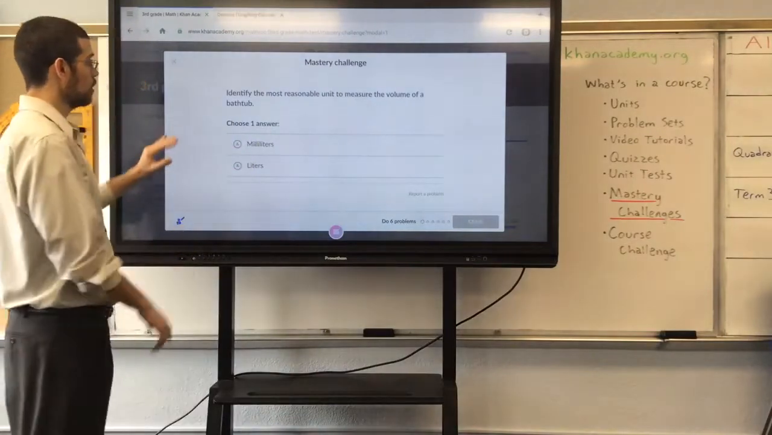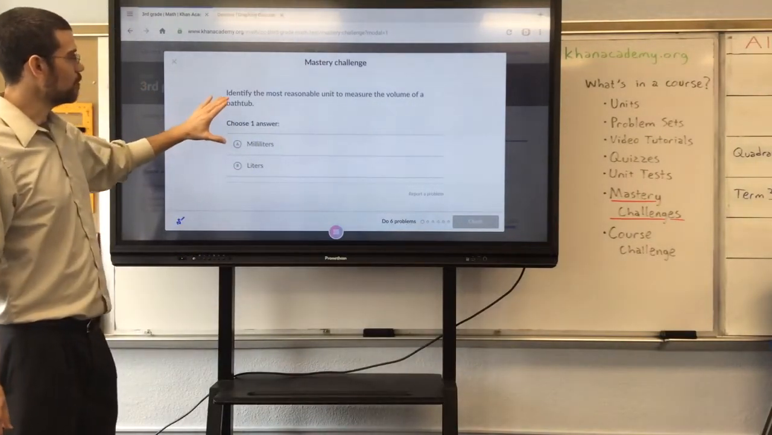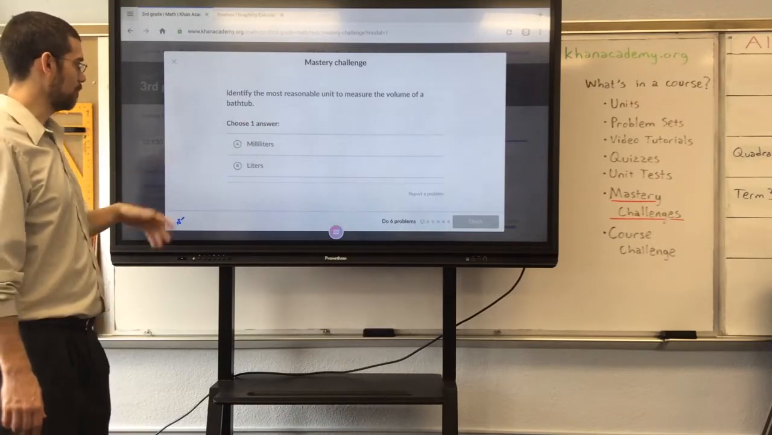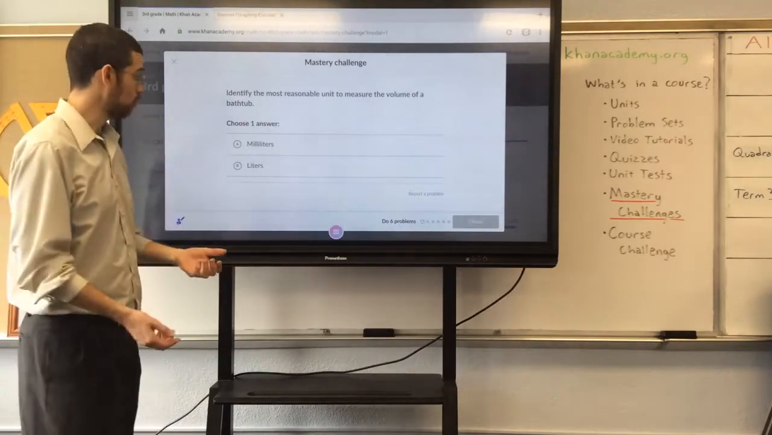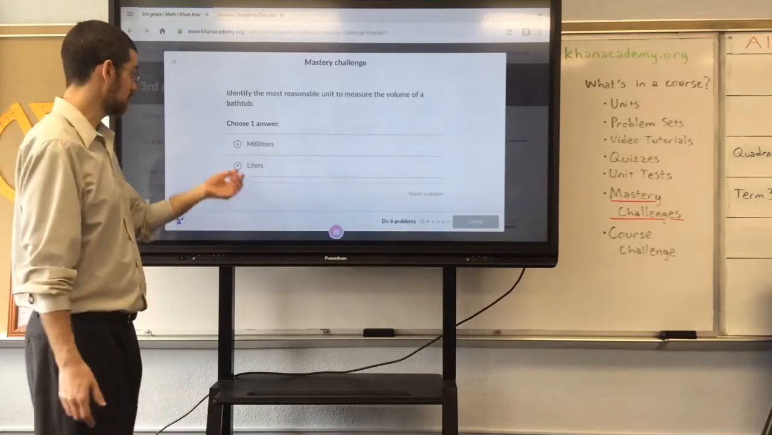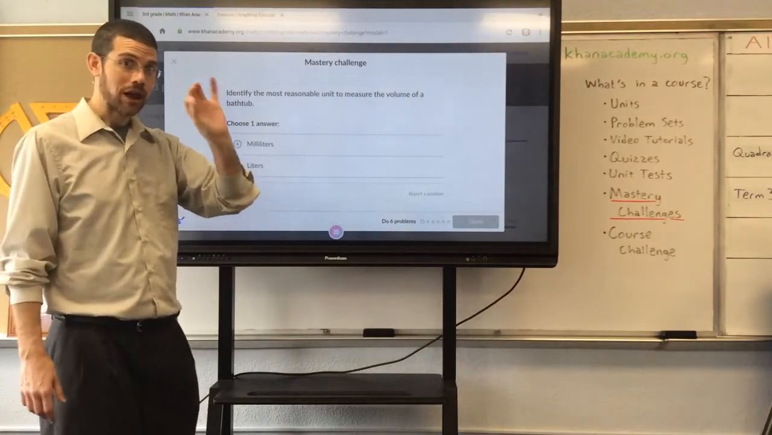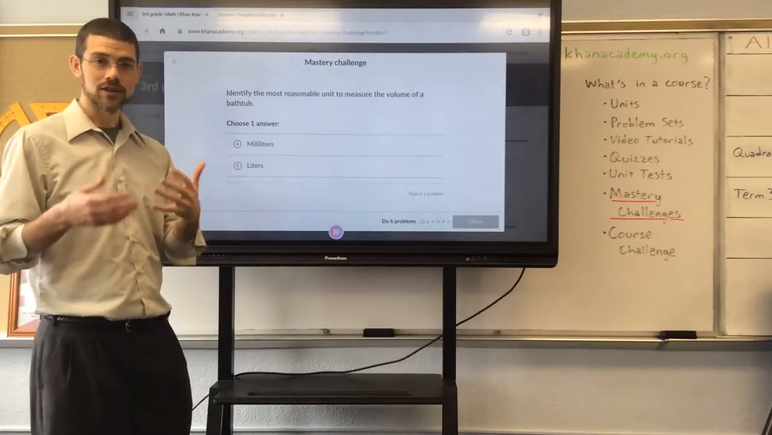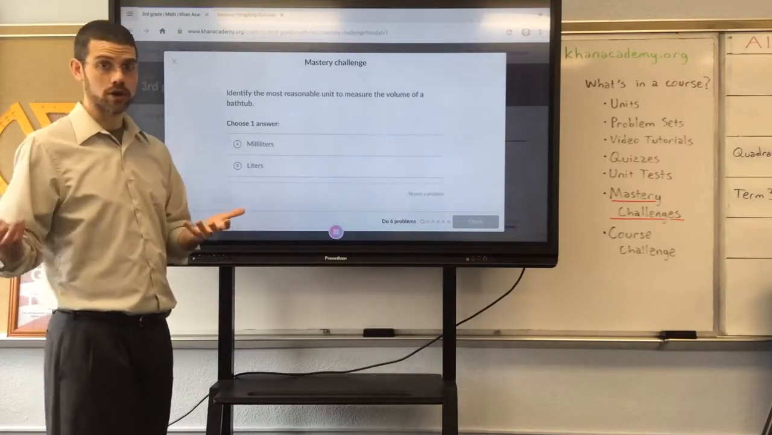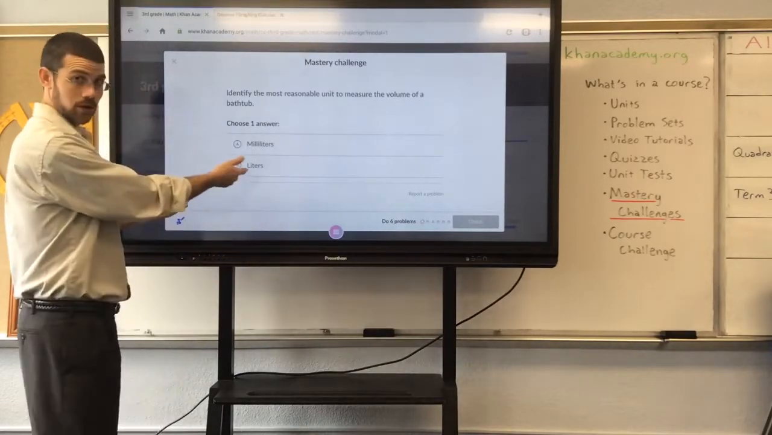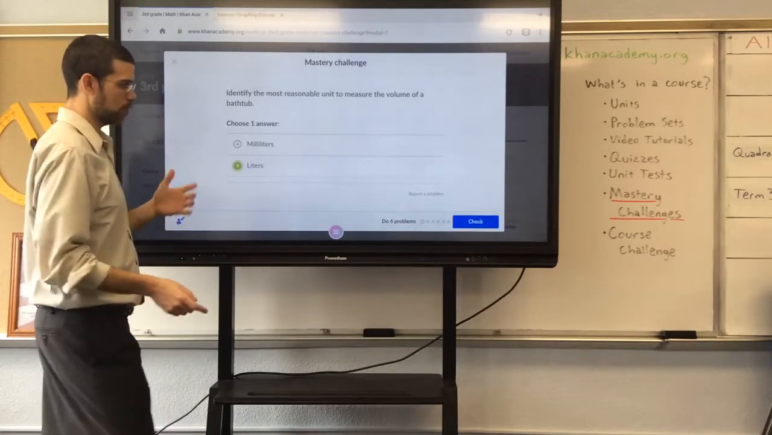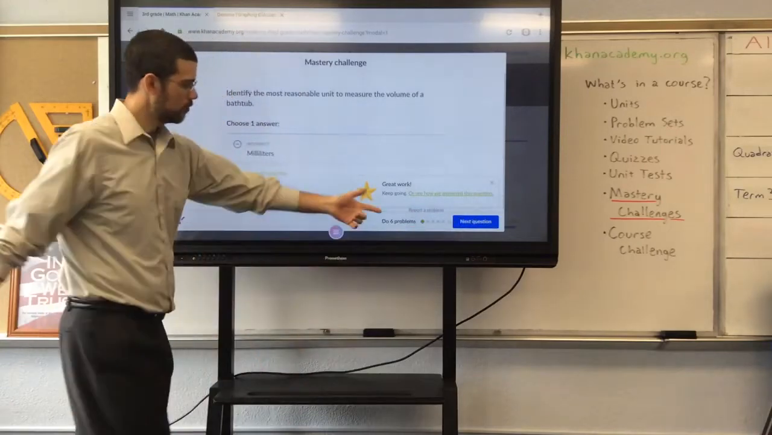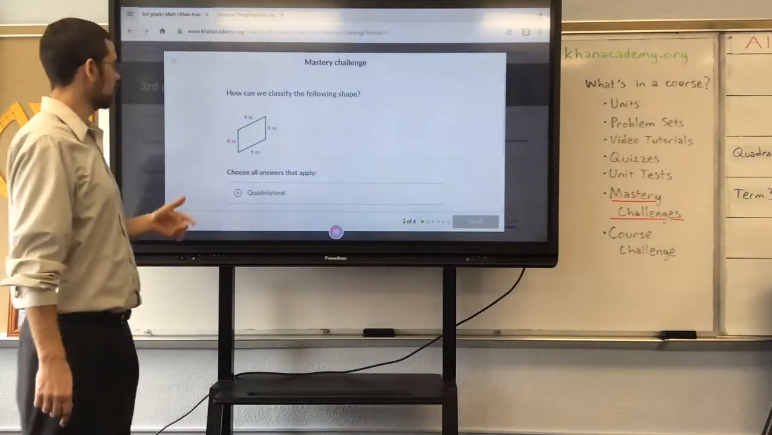Okay, so here's our first question. Identify the most reasonable unit to measure the volume of a bathtub. A bathtub would be measured in fairly big units. Milliliters are 1,000th of a liter, and a liter is close to a quart, right? It's a little more than 1/4 of a gallon. So liters makes more sense. We'll pick that. We got that right. Filled in our circle green. On to the next thing.